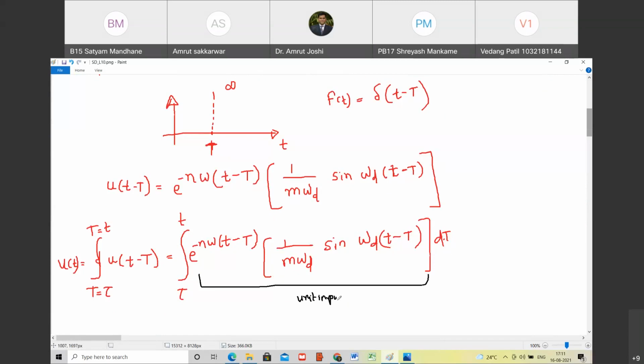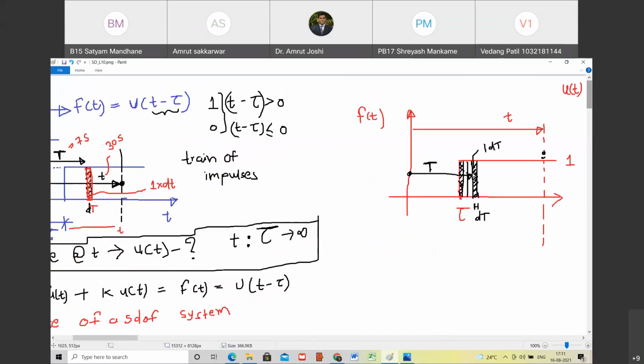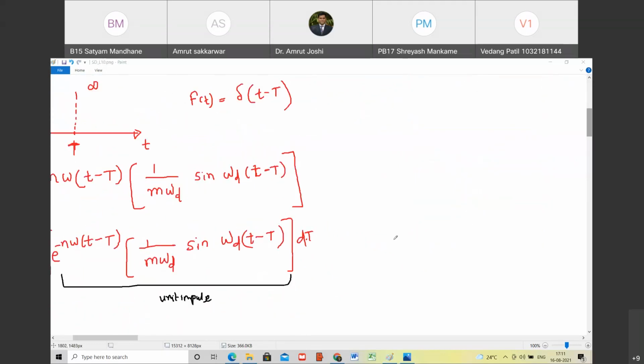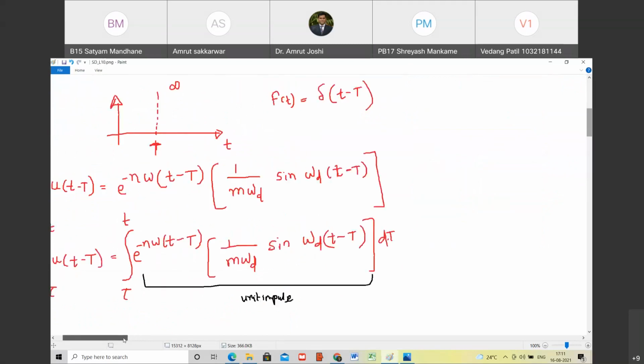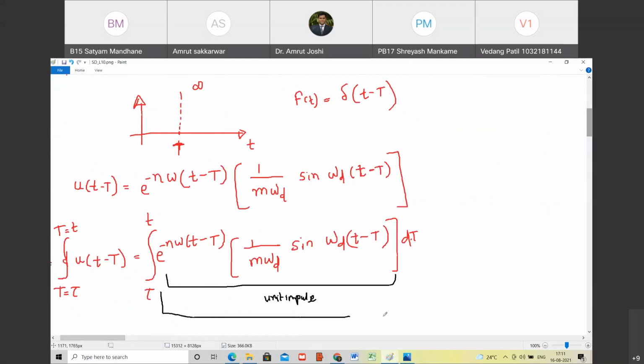Yes, sir. But which impulse do we have in hand? We have an impulse of magnitude dT. For a unit impulse the response is this much, so for an impulse of magnitude dT, it is dT multiplied by that response. Do you agree with me? Yes. So whatever I am writing here is the response of the single degree of freedom system at time small t due to an impulse of magnitude dT applied at time T. Do you agree with me?